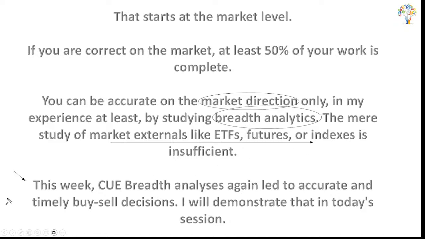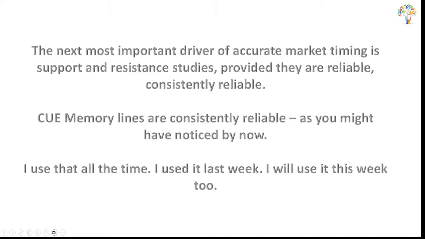This week, breadth analysis from Q again led to accurate and timely buy-sell decisions. I will demonstrate that in today's session. The next most important driver of accurate market timing is support and resistance studies, provided they are consistently reliable. Q memory lines are consistently reliable support and resistance trend lines, as you might have noticed by now. I use that all the time. I used it last week. I will use it this week too.